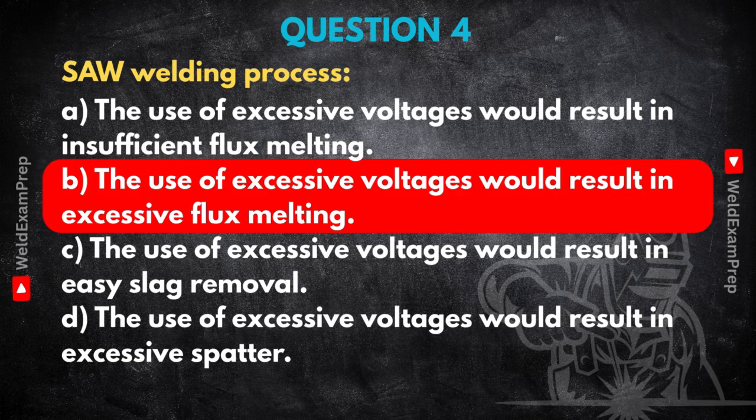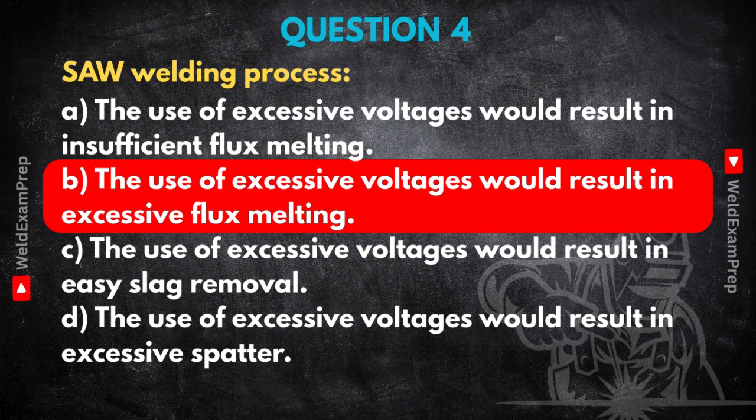And the other options? Insufficient melting and spatter. Insufficient melting, option A, would typically be caused by too low voltage, not too high. And excessive spatter, option D, isn't really a characteristic issue in SAW because the arc is covered by the flux. That's more of a concern in open arc processes like MIG/MAG or stick welding. So it really hammers home that getting the parameters right, especially voltage in SAW, is vital for controlling the melt, the bead shape, the chemistry, and ultimately the quality of the weld.